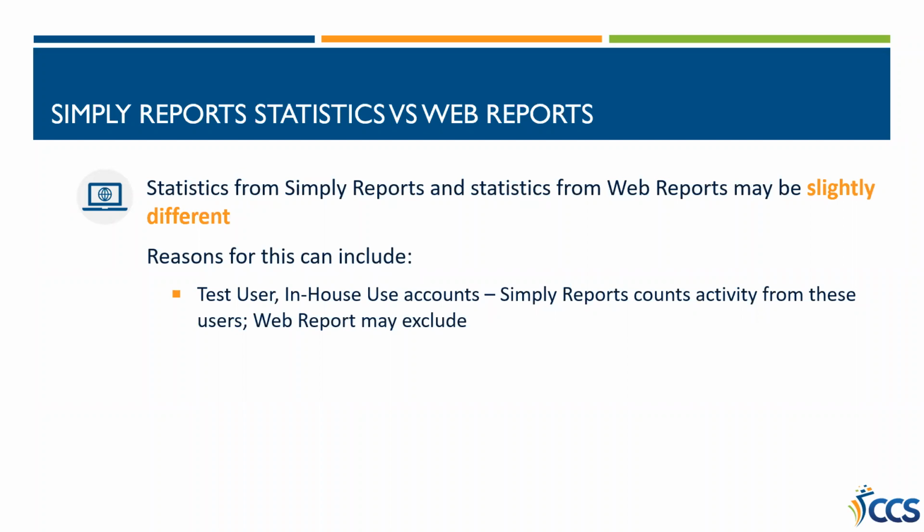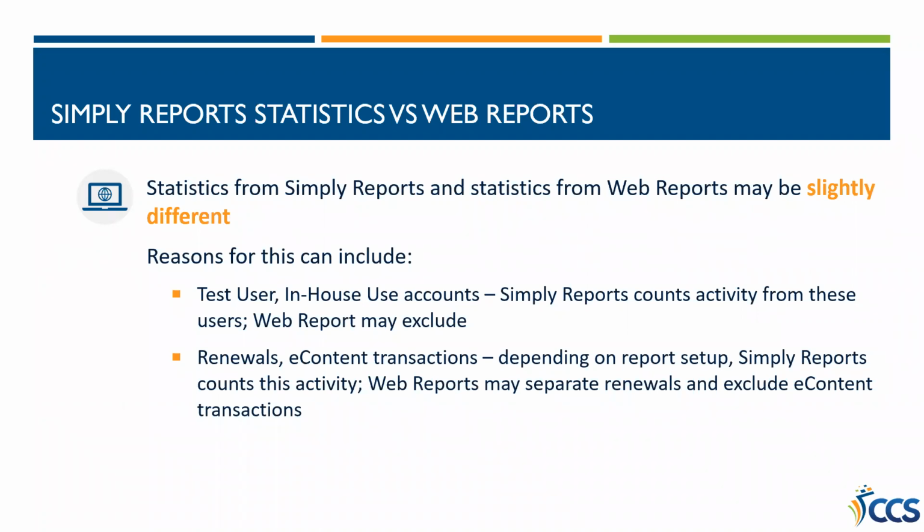First of all, Simply Reports is counting all types of users, whereas web reports can exclude activity from things like test user accounts, which both CCS and libraries can use in training. Depending on the web report, it can also exclude in-house cards, which are things like your tech services department cards. And if we're talking checkouts like we're looking at today, Simply Reports is including things like auto renewals in the number, and it's also including some e-content checkouts, whereas web reports can separate checkouts from renewals. Web reports also does not count e-content checkouts because the ILS does not count them in full. We're going to get more into that during our next example.